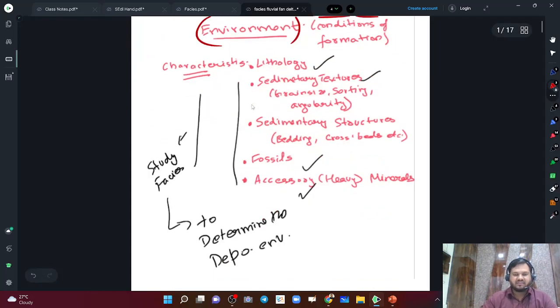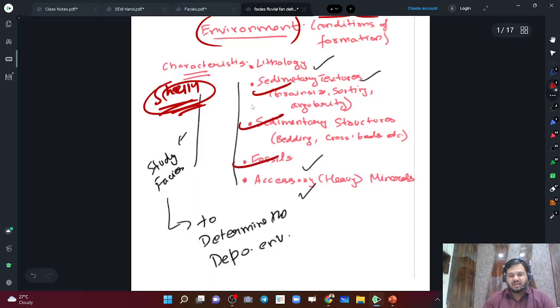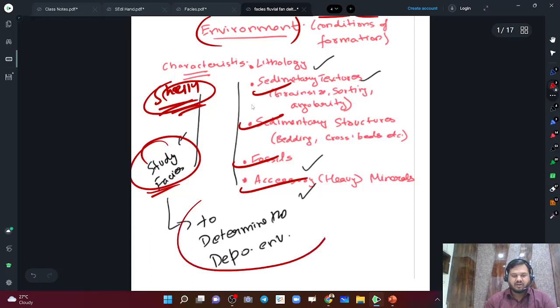So like I said, these are the 5 factors as per Shelley. It is not necessary to use the name, but sedimentary textures, right? Sedimentary structures, fossil, heavy mineral assemblage, right? All those things are important, right? So basically, by studying sedimentary facies, we want to determine the sedimentary deposition environment, right?